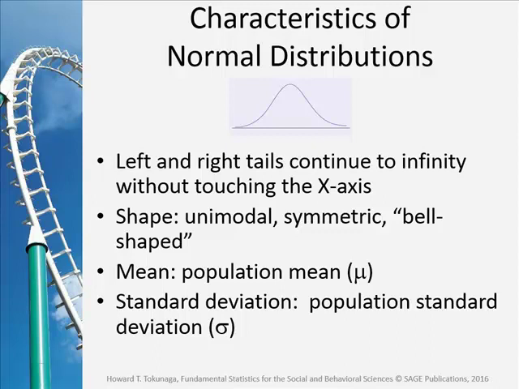Okay? So for us, we have to remember that mathematically there's this concept of infinity. And the tails of our distribution theoretically can continue on to infinity without ever actually crashing and touching the x-axis. It's a small little detail. In terms of the shape of a normal distribution, it'll always be unimodal. So there'll always be one hump.